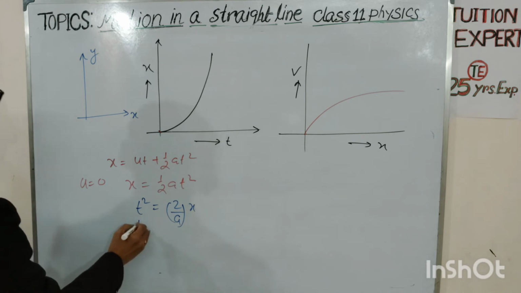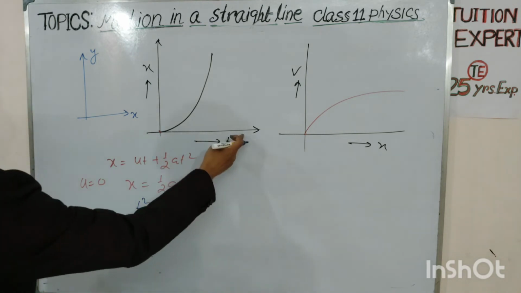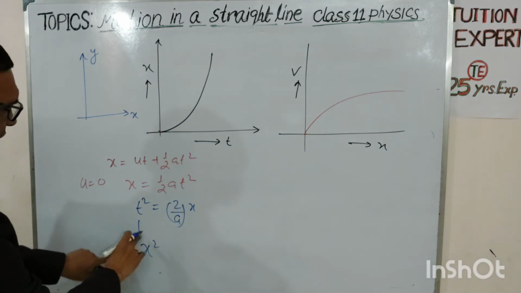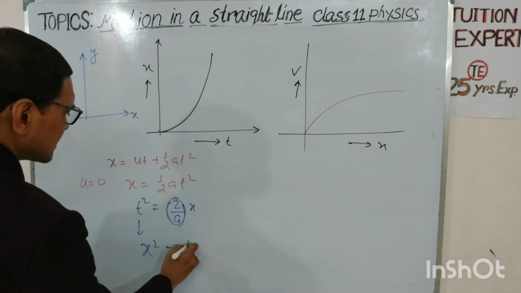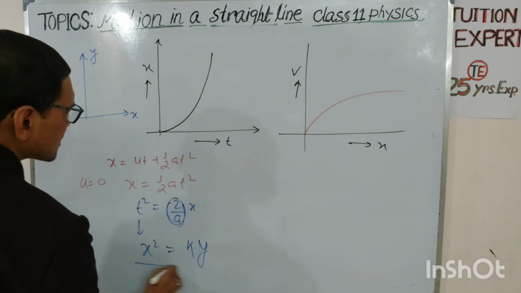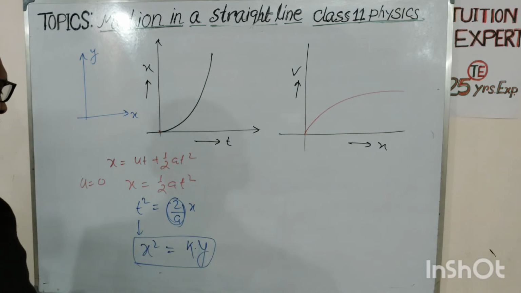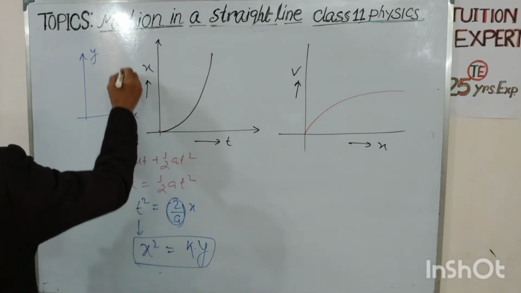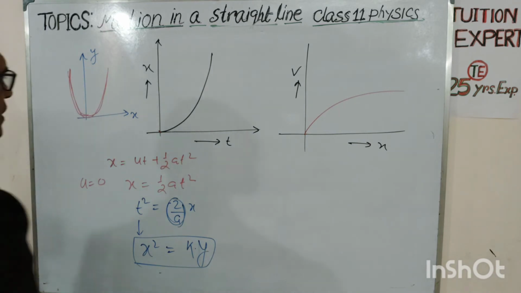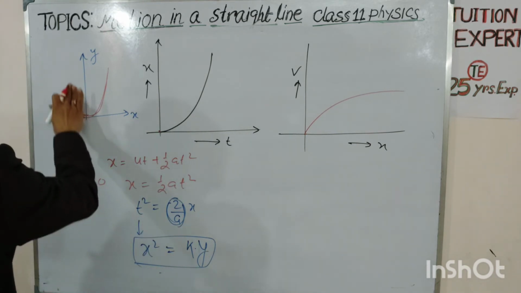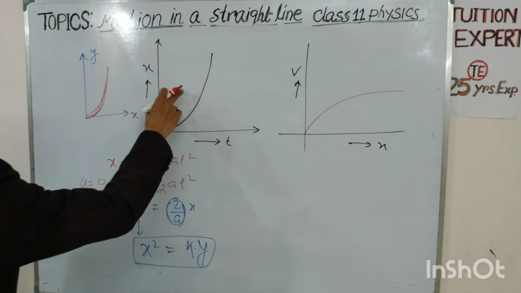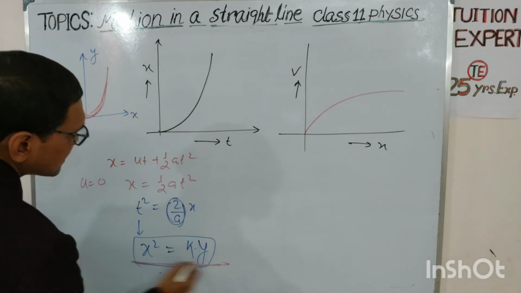So this represents t square, meaning x square. If we compare this, t is along the x-axis, so put t as x, and this is a constant, and x becomes along y. So x square equals ky. Now what is the graph of x square equals ky? The graph will be this way. This is a parabola graph, x square equals ky. Now one part is given, this part. This is a part of a parabola whose equation is x square equals ky.